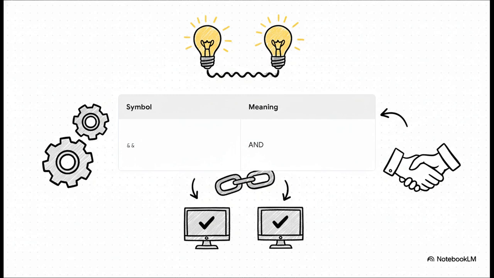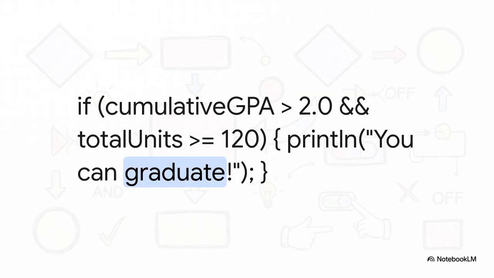The symbol for the AND operator is 2 ampersands. When you see this, you can think of it as meaning "and also." And here's how that looks in code. If have boots and trail is open.